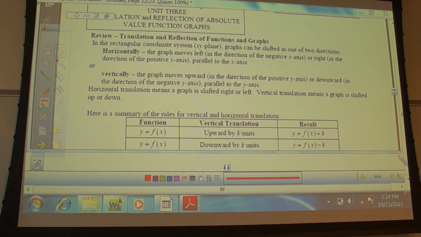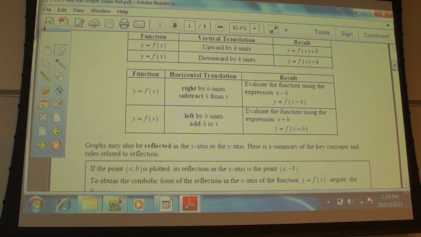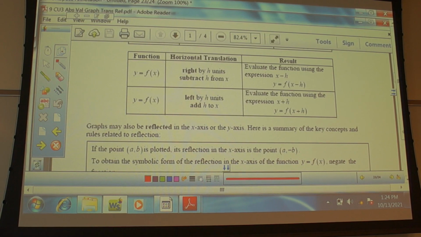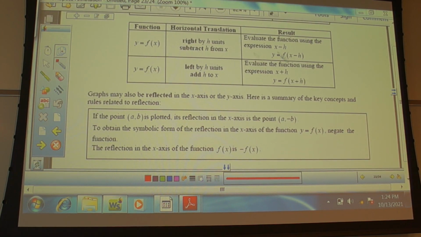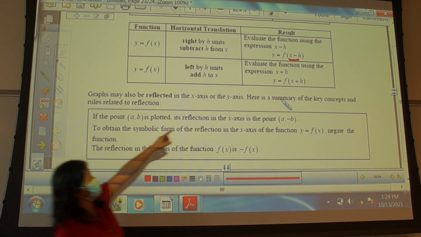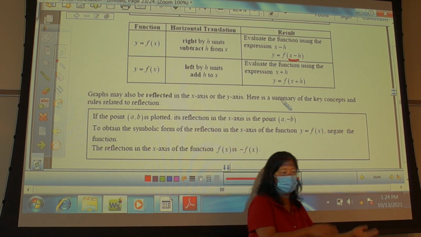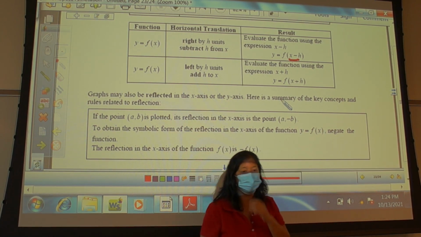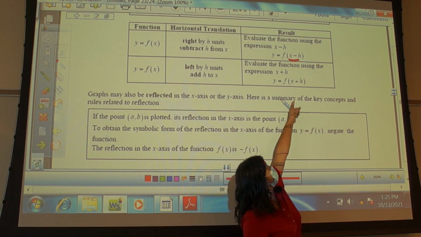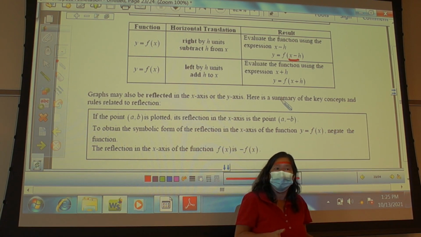But remember, horizontal translation was a little more complicated. Horizontal translation, it's inside the function right where x is. So right inside where x is, if we want to go right, we do minus. We subtract the amount we want to go right. If we want to go left, we would add. So going left, it's the opposite. Why? Because it's on the same side as x.